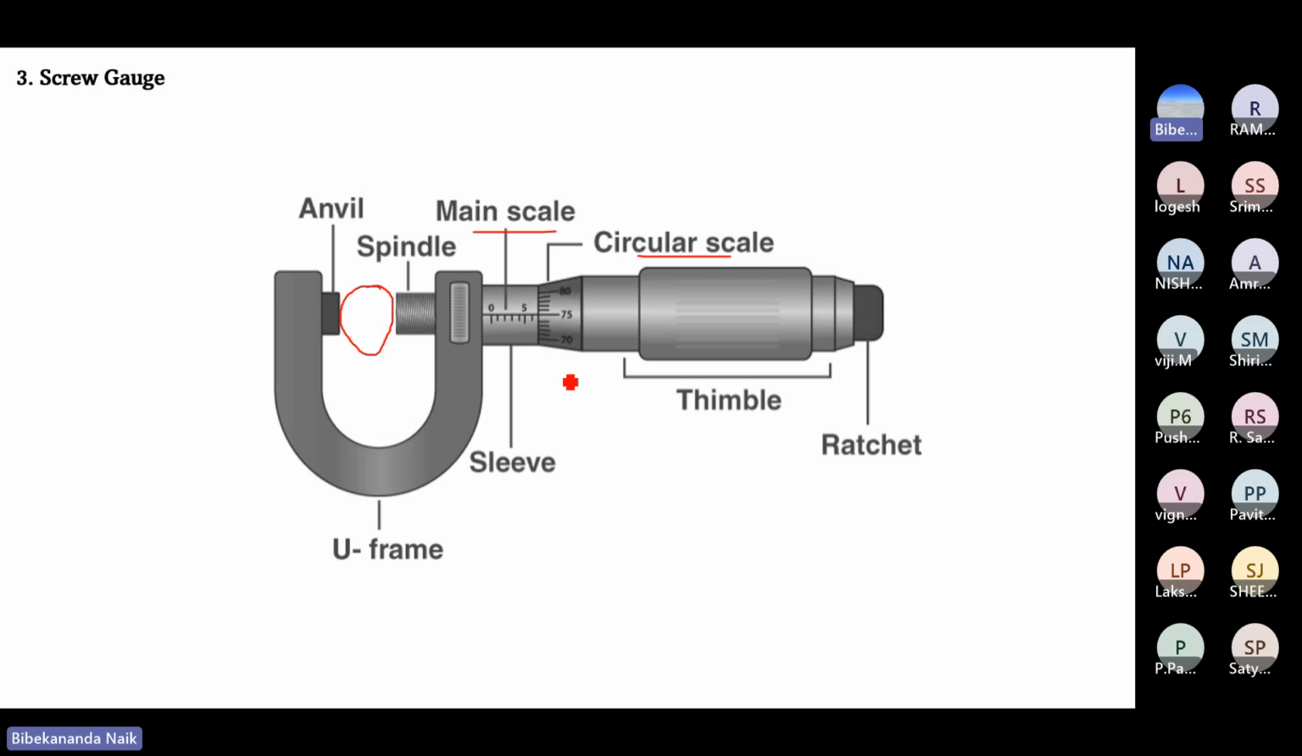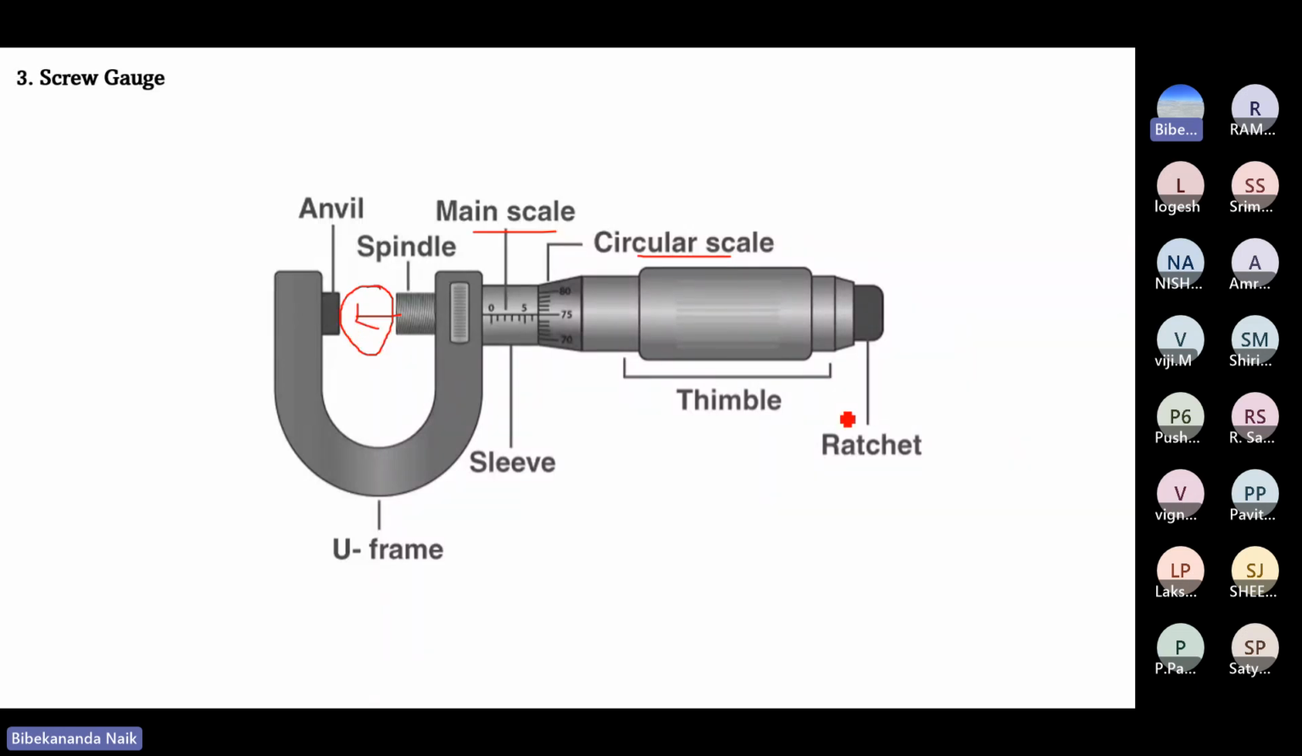Since it is circular in shape, it generally has more divisions. In vernier scales you can find at most 50 divisions, but in a circular scale we can find up to 100, maybe even up to 200 divisions per circular scale. So this is the thimble, which is rotated to move it to this side, and this is the ratchet, which is used to tighten.